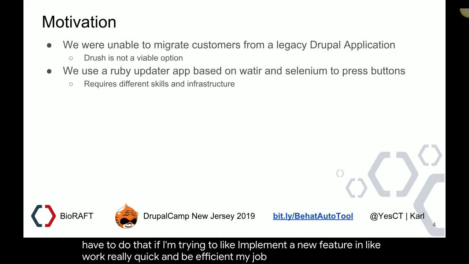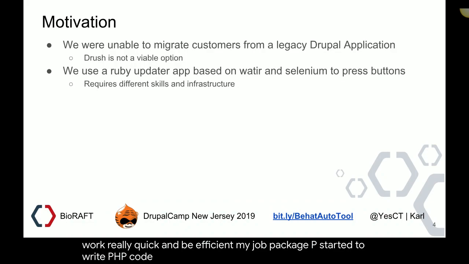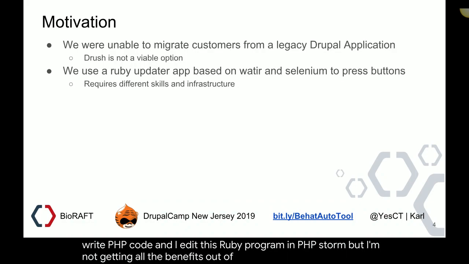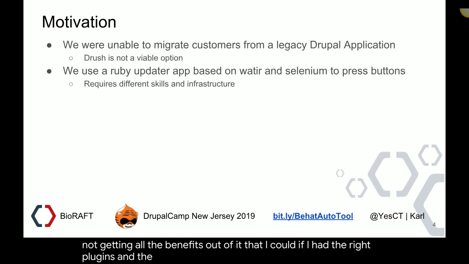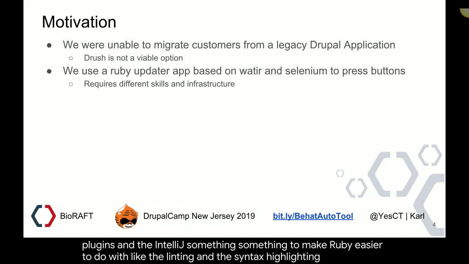I use PHP Storm to write PHP code, and I edit this Ruby program in PHP Storm, but I'm not getting all the benefits out of that I could if I had the right plugins and the IntelliJ something to make Ruby easier to do with the linting and the syntax highlighting and everything.